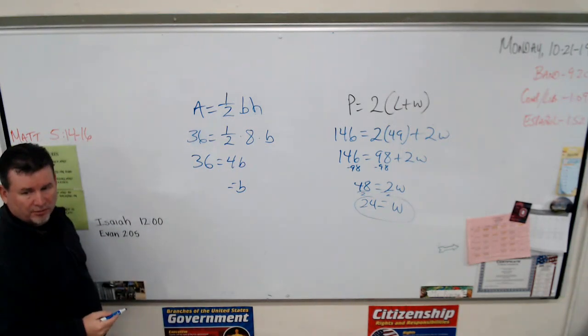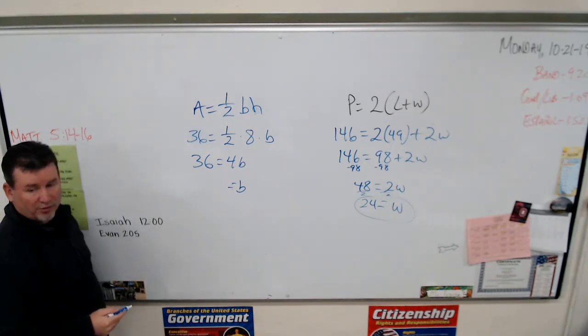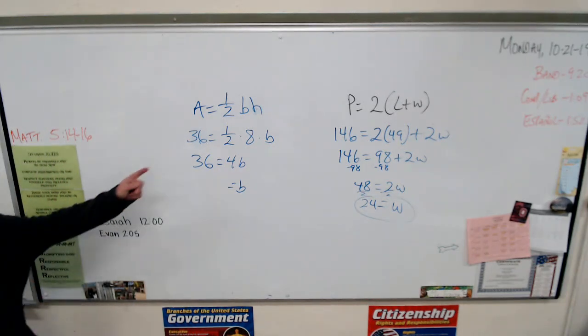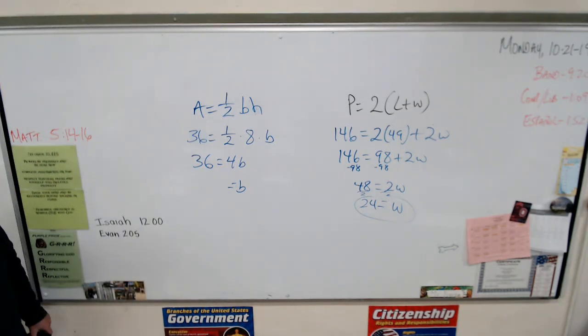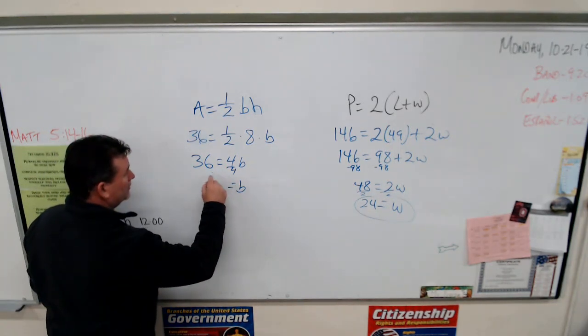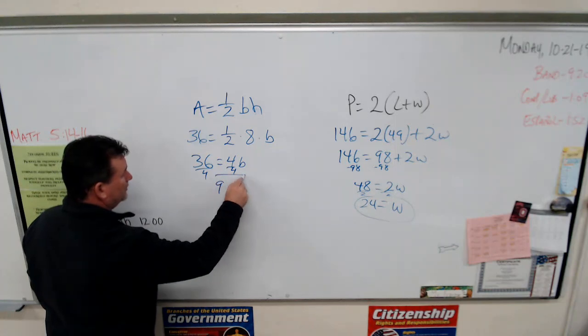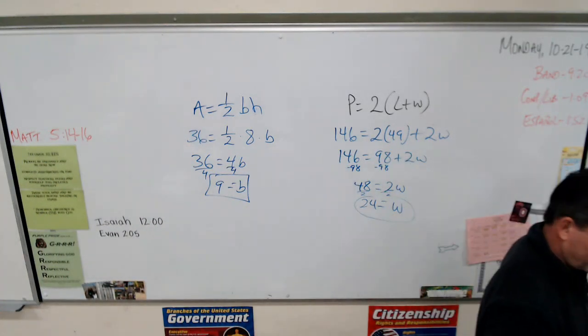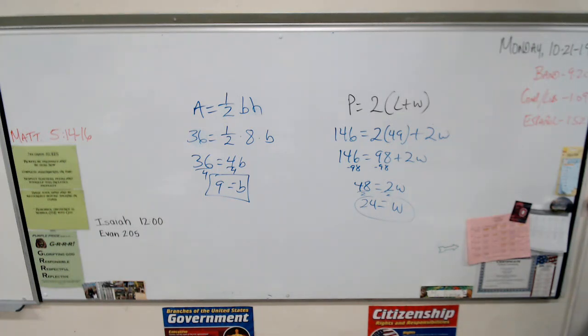So 36 equals 4B. What's B equal? Do you understand how I got 4B, Kara? 1/2 of 8. I divide by 4. B equals 9. You guys already done with that? You already wrote that?